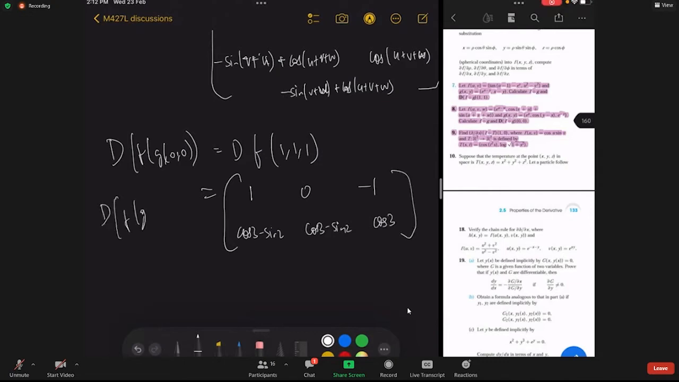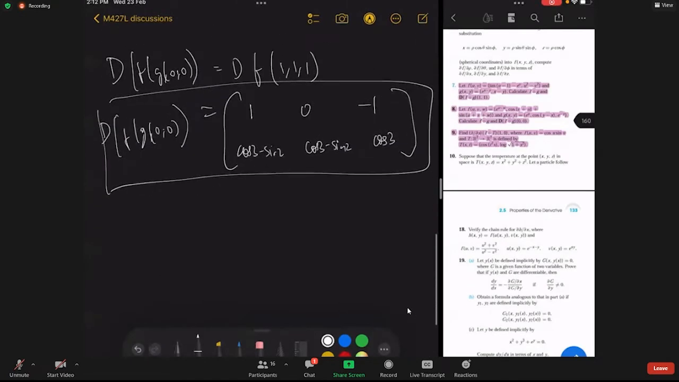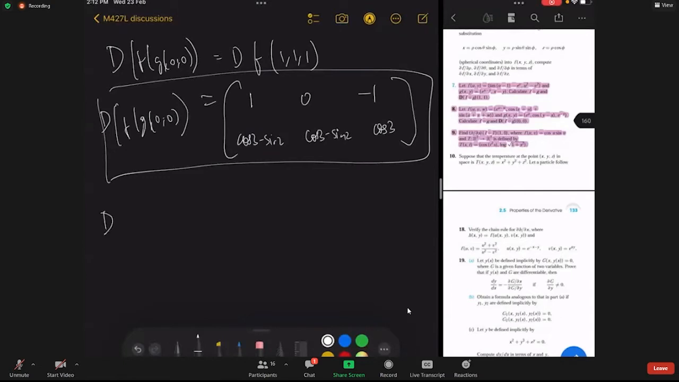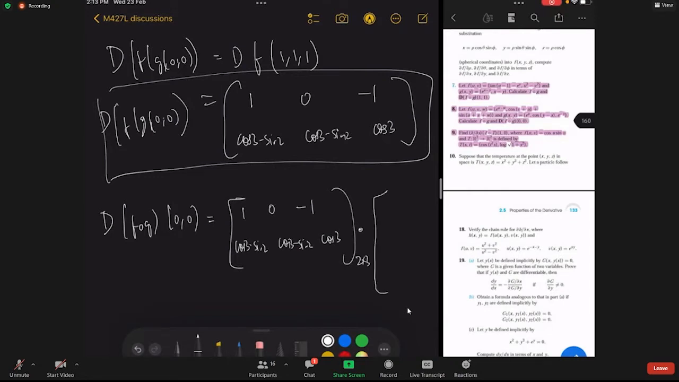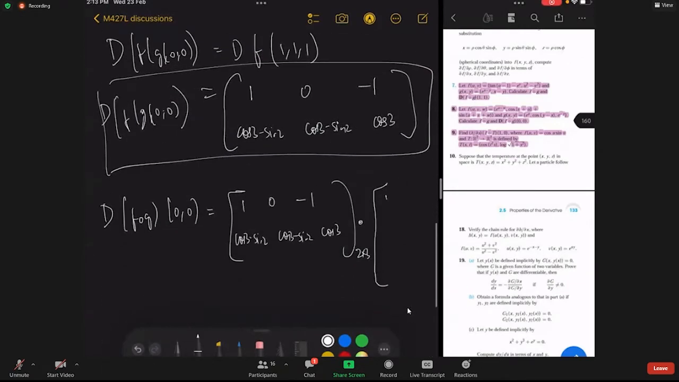So I have two matrices, whichever I was interested in. I have both the matrices' values. The only thing left is just matrix multiplying both these matrices to get your final answer. So if I do matrix multiplication of both of them, which is what we are trying to find, which is 1, 0, -1, cos 3 minus sine 2, cos 3 minus sine 2, cos 3 matrix multiplied with, so this is a 2 cross 3 matrix. I am multiplying it with a 3 cross 2 matrix, which is 1 0, 0 0, 0 -1.